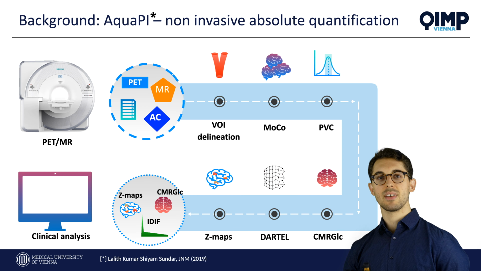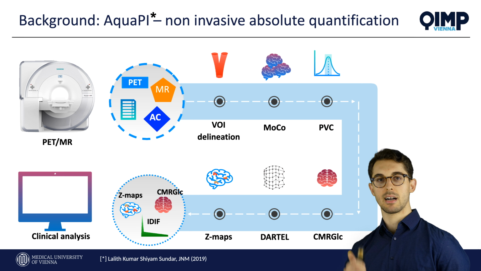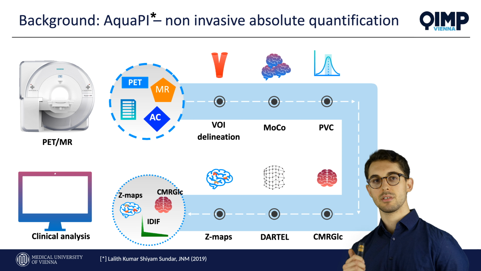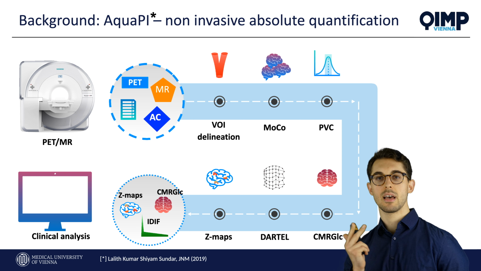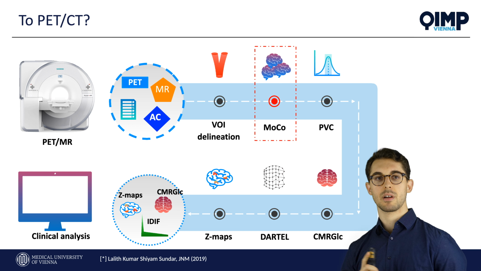To perform non-invasive absolute quantification, we first need to extract the image-derived input function. To accomplish this task, the key points of the pipeline are extraction of the blood-pool region, motion compensation, and partial volume correction. The delineation of the volume of interest for the blood-pool region and the partial volume correction can be performed with a PET-CT and an MR protocol without simultaneous PET-MR. The motion correction part of the pipeline is the challenging task to replicate for a PET-CT system.